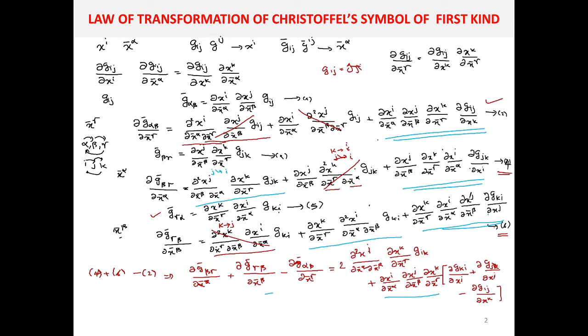Then from equation number 6 you will get ∂g_ki/∂xj. The second, from equation number 4, you will get ∂g_jk/∂xi. Then from equation 2 you will get ∂g_ij/∂xk. Okay, now we can rearrange this particular equation. You just divide the whole equation by 2.